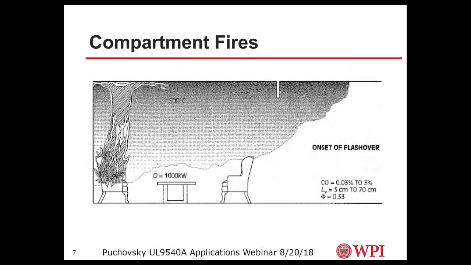Next slide, please. So what we have here is the fire actually is able to grow in this particular case. We're seeing that layer descend. And as that layer descends, it'll impact the way that fire behaves. If there's insufficient air coming into the room, not that the fire will go out, but the type of combustion will change from potentially a flaming combustion to a smoldering combustion. And there's sufficient energy to continue that combustion process, but it becomes much smokier.